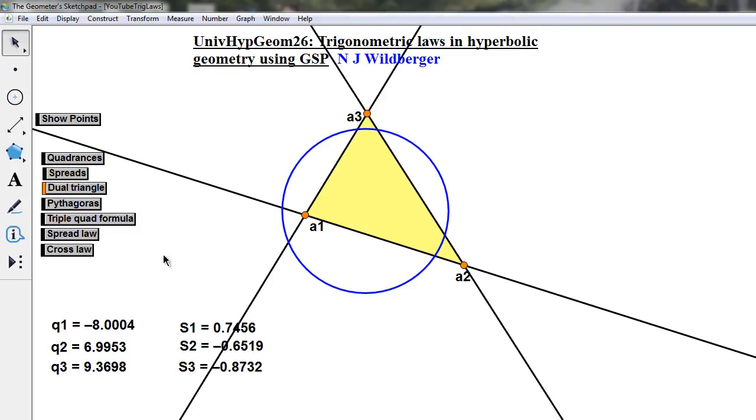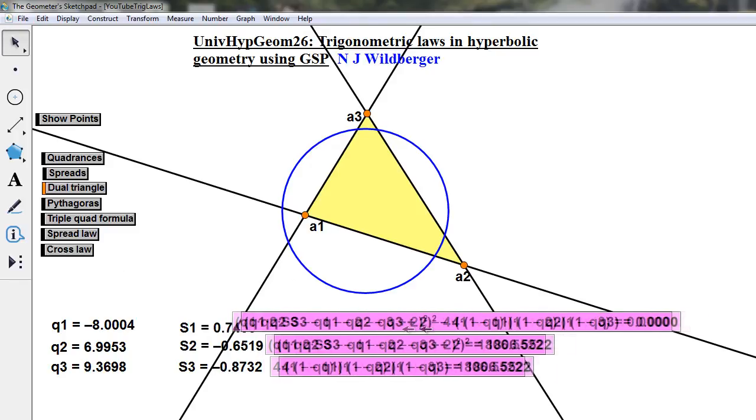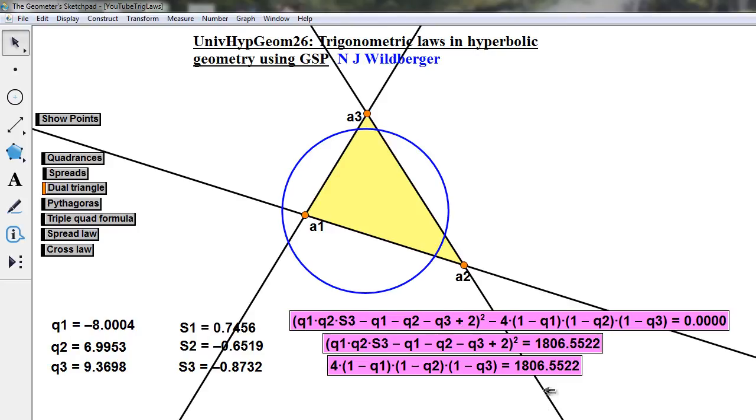And finally, the most complicated law is the cross law. So let's have a look at that. So what does this say? Well, here's the cross law. Actually, one of three cross laws, because there's one sort of for every vertex. So this one says that if we look at Q1 times Q2 times S3, so the spread at this vertex here, and then we subtract Q1 minus Q2 minus Q3 and add 2 and square it, then we get 4 times 1 minus Q1 times 1 minus Q2 times 1 minus Q3.